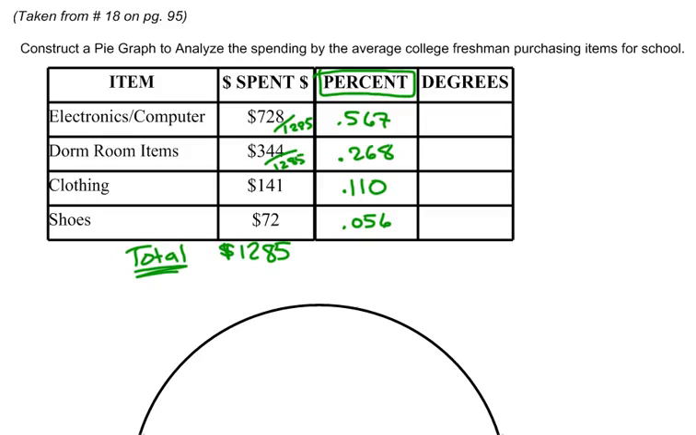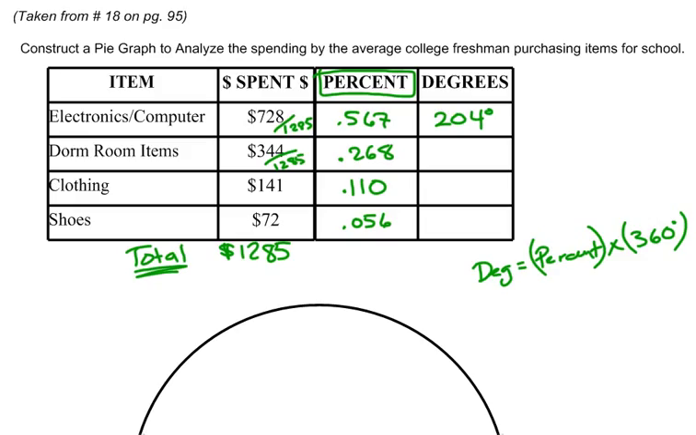Now, we're going to get degrees by finding the percent. The degrees are equal to percent times 360. Basically finding that percentage of the 360 degrees in the circle that are going to be occupied by that section. So if we take 0.567 and multiply it times 360, we find that this section is about 204 degrees. We'll round it to the nearest whole degree.